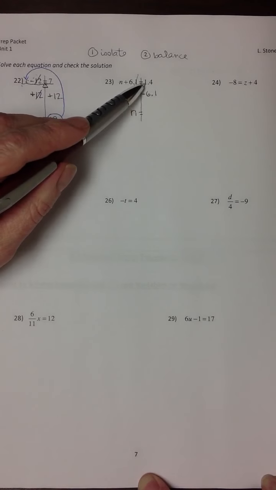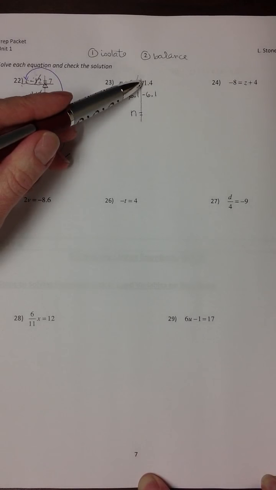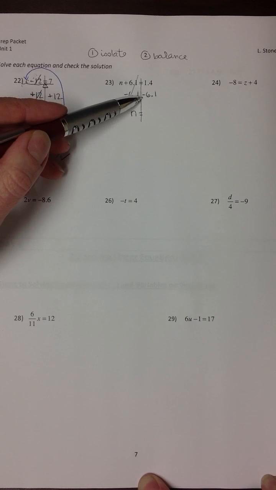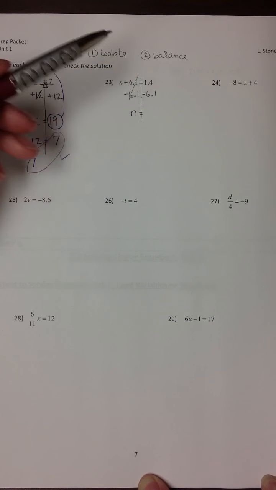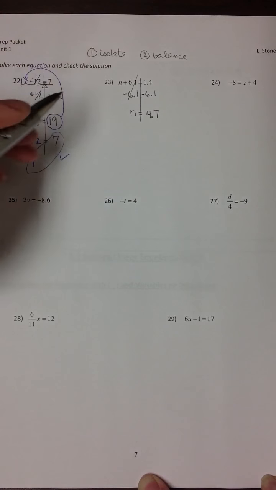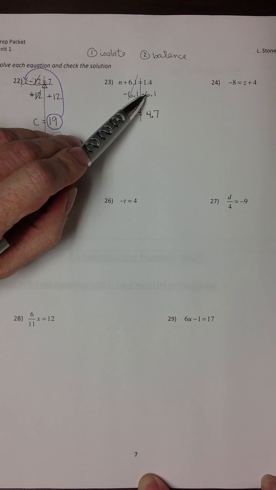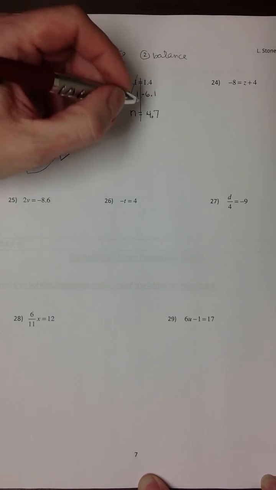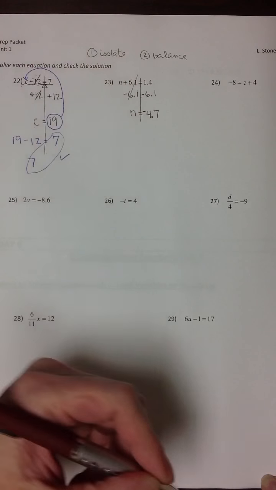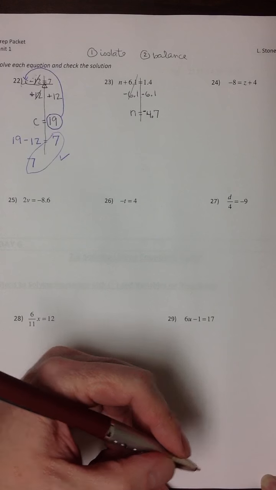So think back to the rules that you learned about addition and subtraction with signed numbers. Since this one's positive and this one's negative, I'm going to find the difference between them. And I end up with a difference of 4 7/10. Then 6.1 has a larger absolute value than 1.4 does. We're going to keep its sign, and we end up with a final answer of n equals negative 4.7.